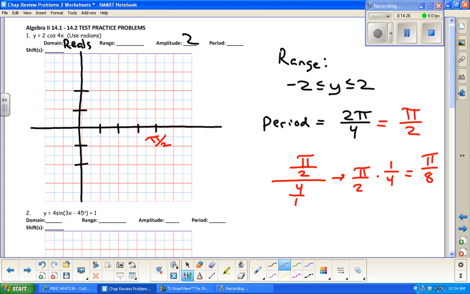Okay, so that would be our first checkpoint here, pi over 8. And now we should be able to just count them. If each interval is pi over 8, the second one is 2 pi over 8, which reduces to pi over 4. 2/8 is 1/4. So 1/8, 2/8, the third one has to be 3 pi over 8.